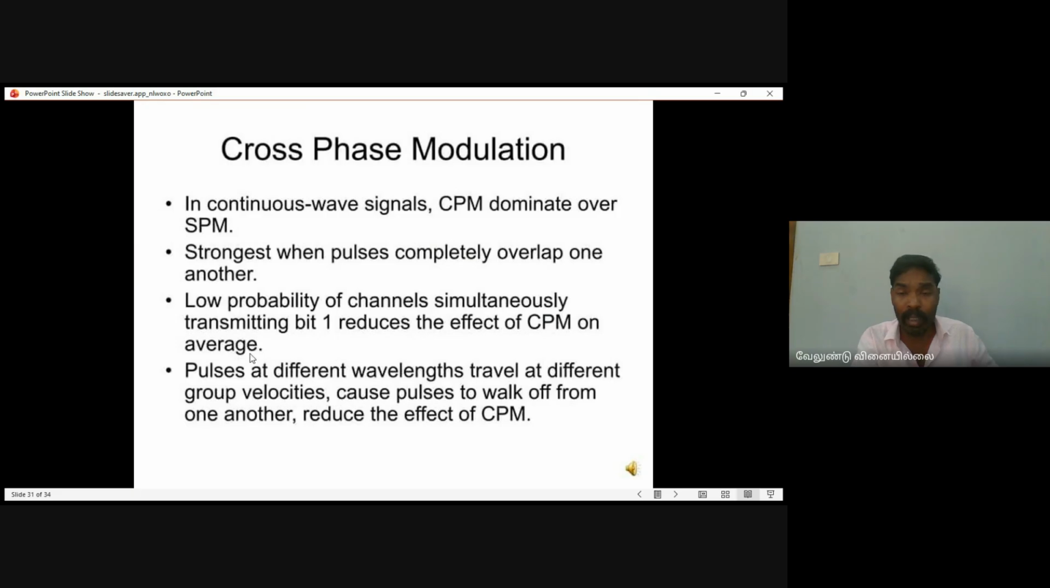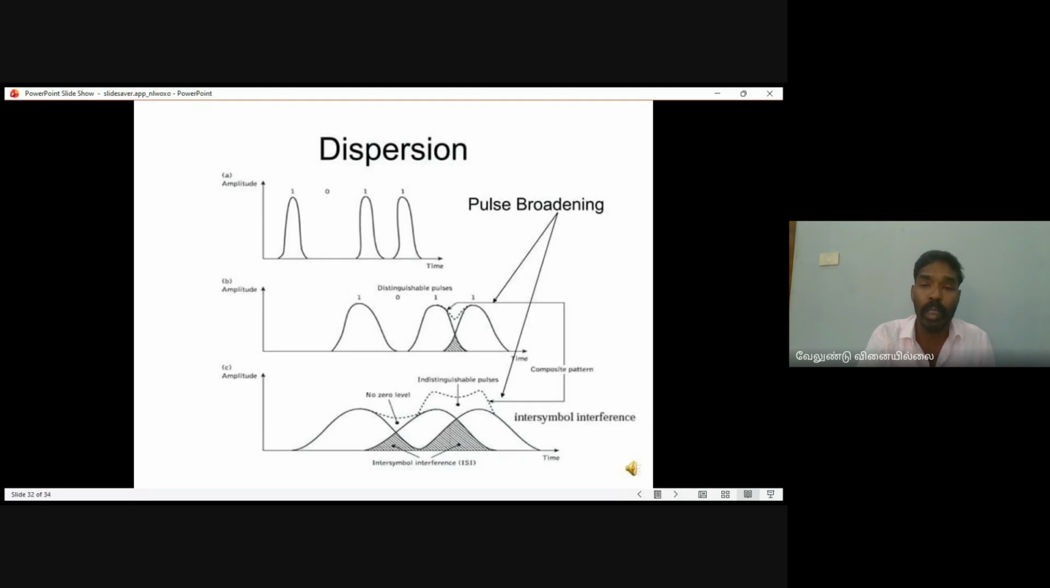The pulses at different wavelengths travel at different group velocities, causing the pulses to walk off from one another. So this produces the crosstalk effect. Crosstalk means different spectra of the light signal can interfere with each other. It's known as crosstalk or cross-phase modulation. You can see here.